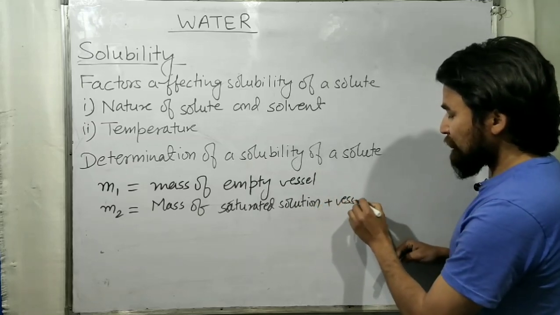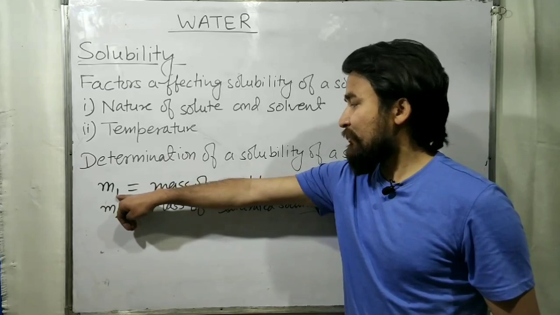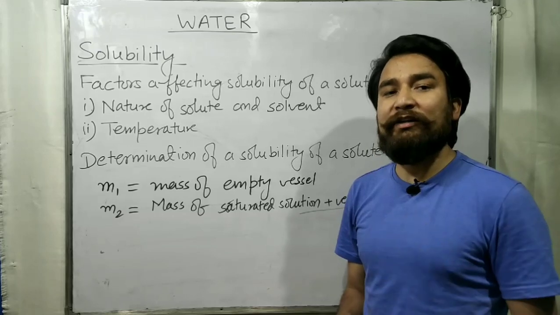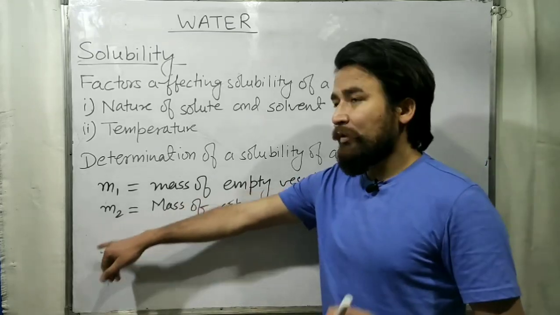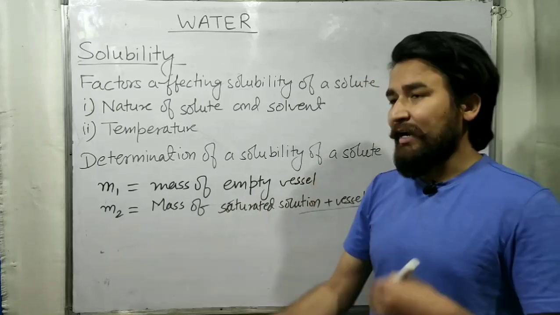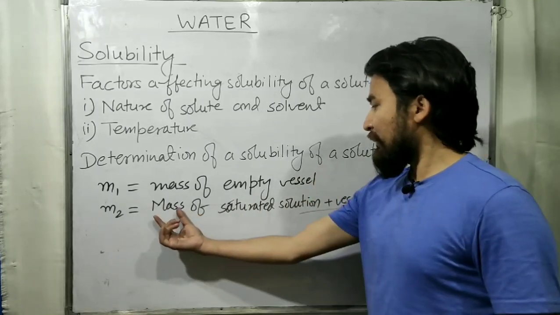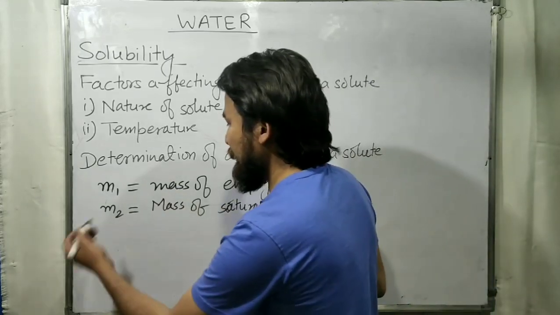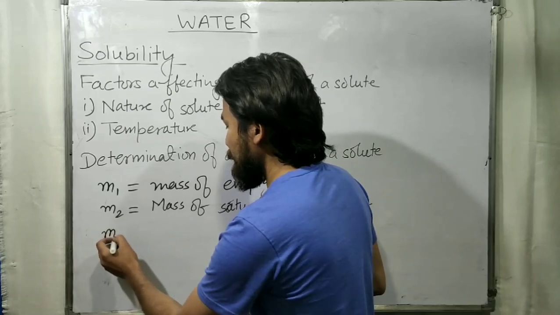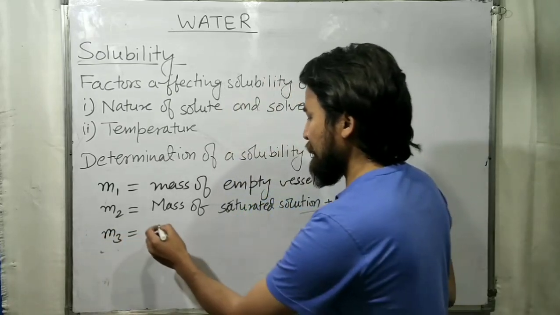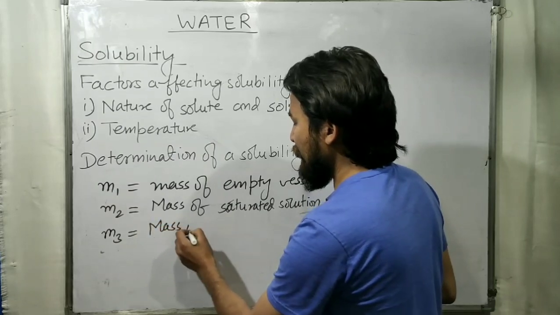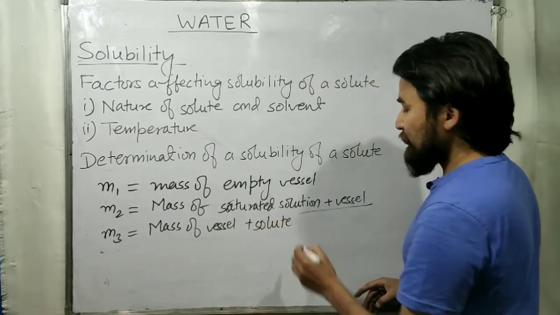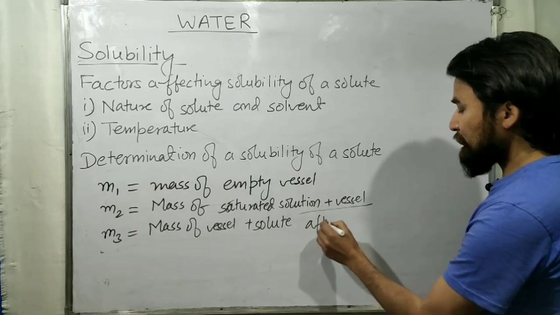So what will you do? First we will take the mass of the empty vessel, then we will add some solvent and solute and make a saturated solution. Let us say M2 becomes the mass of the vessel after adding the solution in it. So M2 is the mass of saturated solution plus vessel. Now let us assume M3 is the mass of vessel plus solute after evaporation.